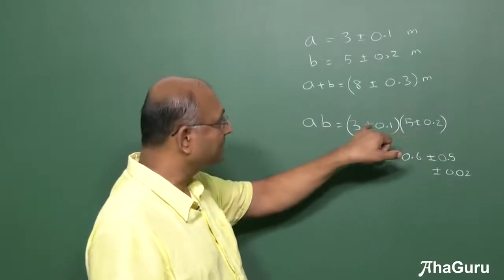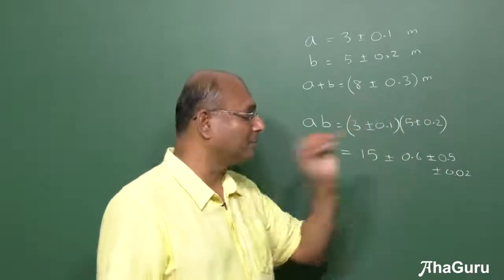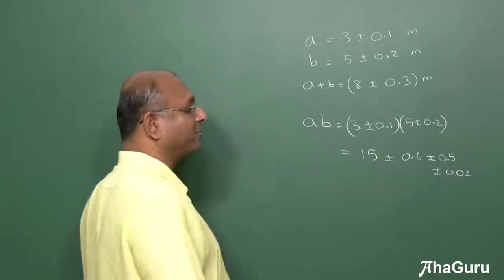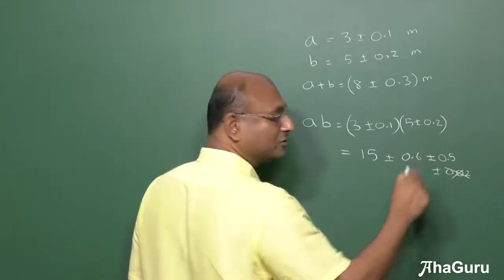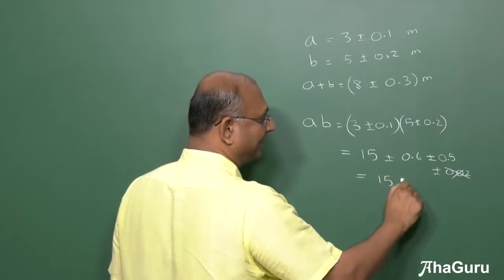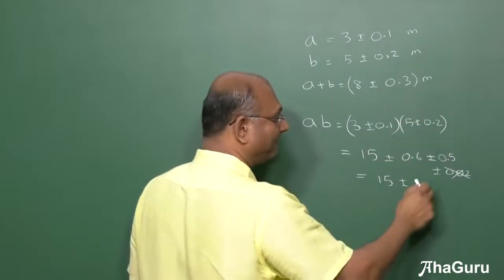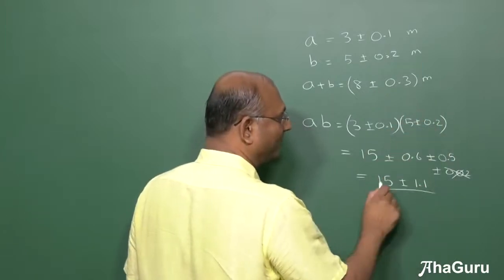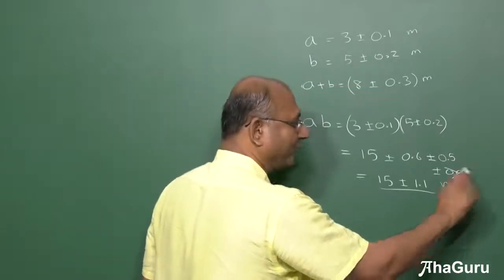No, because this is plus, that could be minus, this is minus, that could be plus. You will have all possible combinations. So it is plus or minus 0.02. Now this is very small compared to these two, so I can ignore it. Now if I take this, it is 15 plus or minus what? 0.6 plus 0.5, plus or minus 1.1. Okay, and the units of course will become meter square.